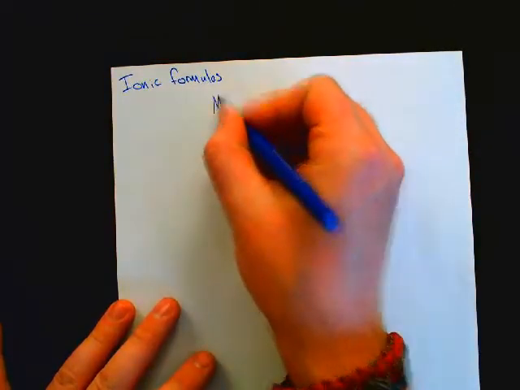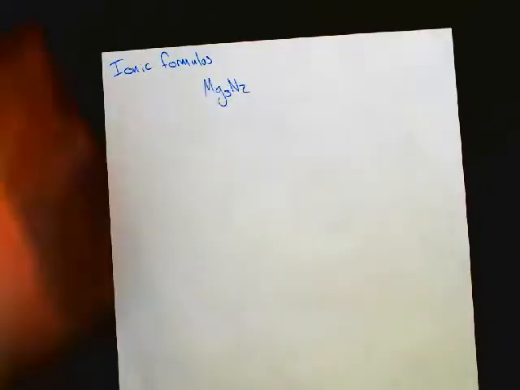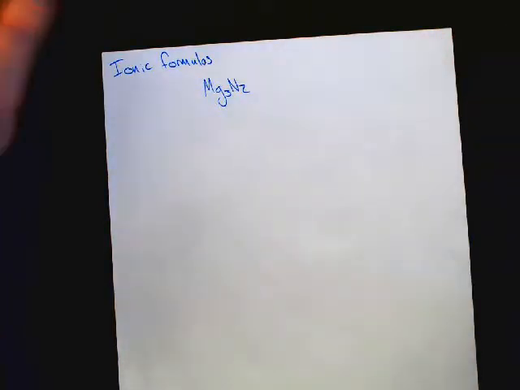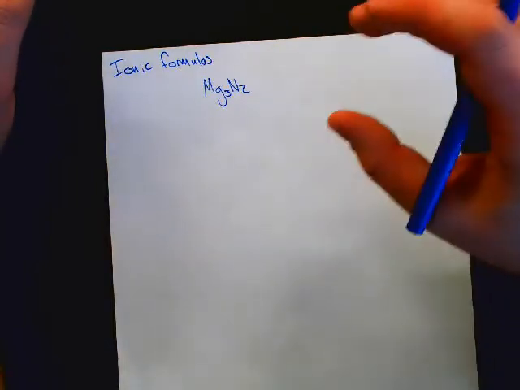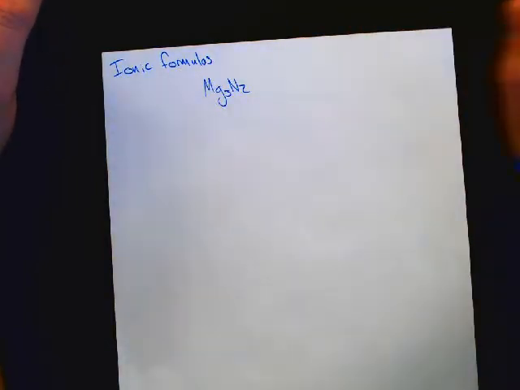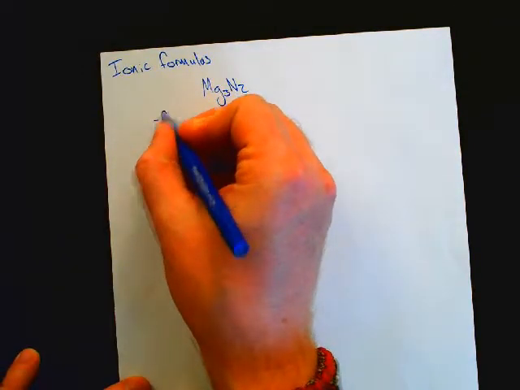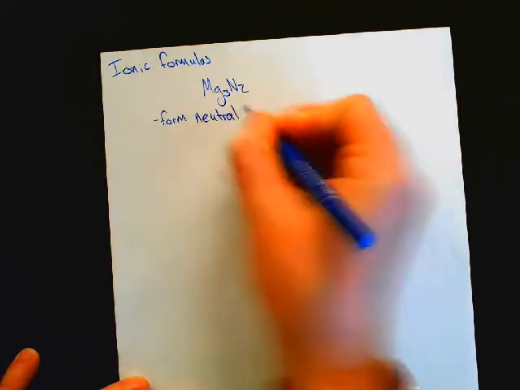So the one we just did on the board is Mg3N2. And we figured it out based on the Lewis dot structure. But the other way to do this involves looking at the periodic table and just figuring out what the charges are. And we're able to do that because ionic formulas always form neutral compounds. So the goal here is to form neutral compounds.